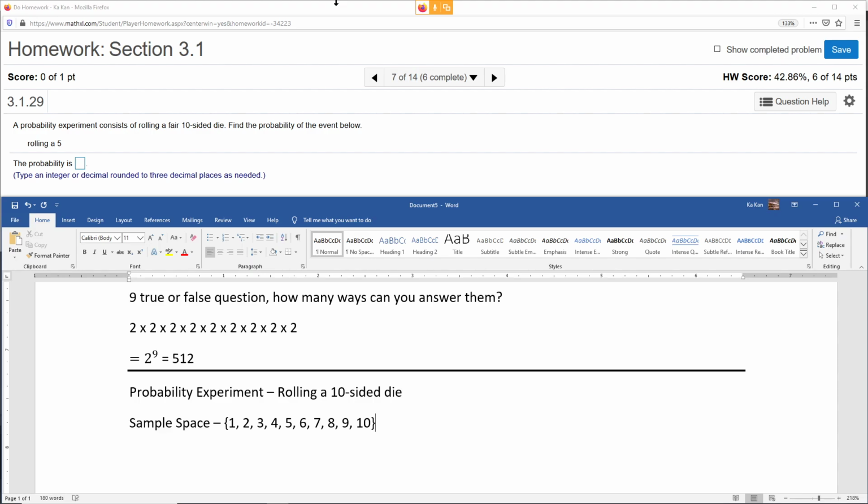But now they're asking, what is the probability of an event? An event, right? An event is a collection of specific outcomes that you decide. So, for example, right?